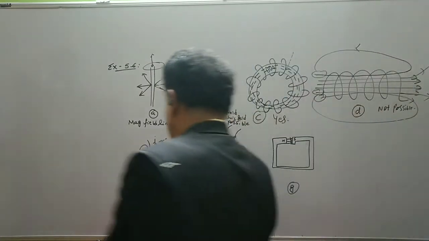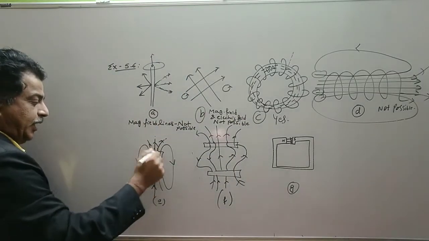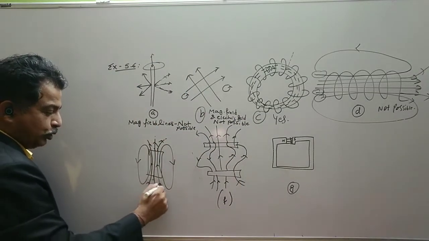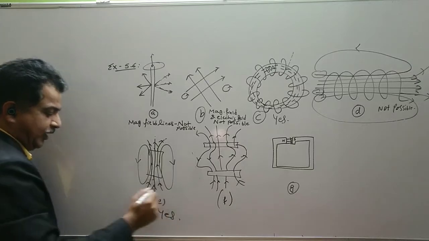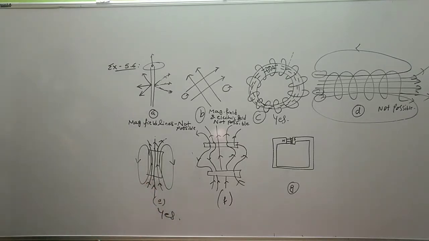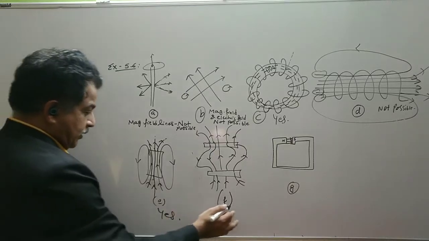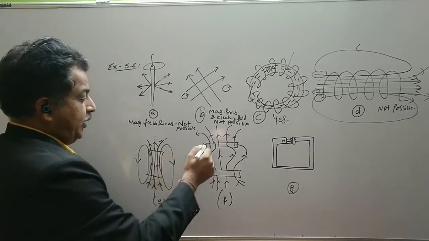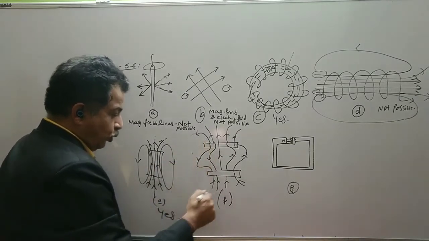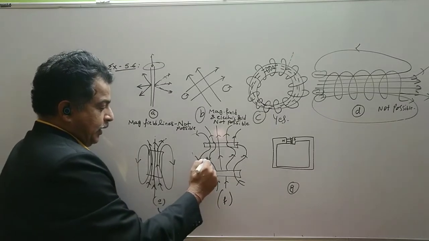Again, clearly it is a bar magnet and it is forming a closed loop also. So yes, magnetic field line is possible. Electric field line is not possible. It does not form a closed loop. Come to this diagram. Again, clearly this is not a closed loop. See the arrow here.